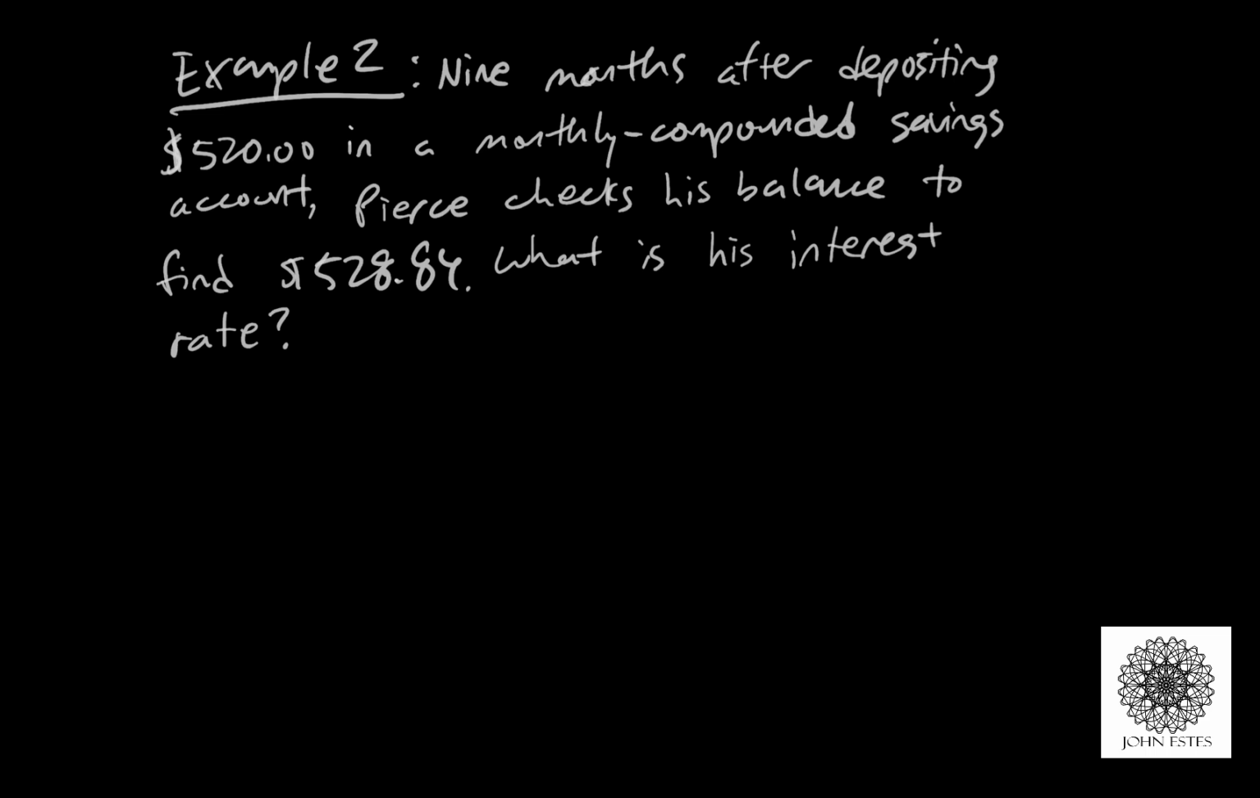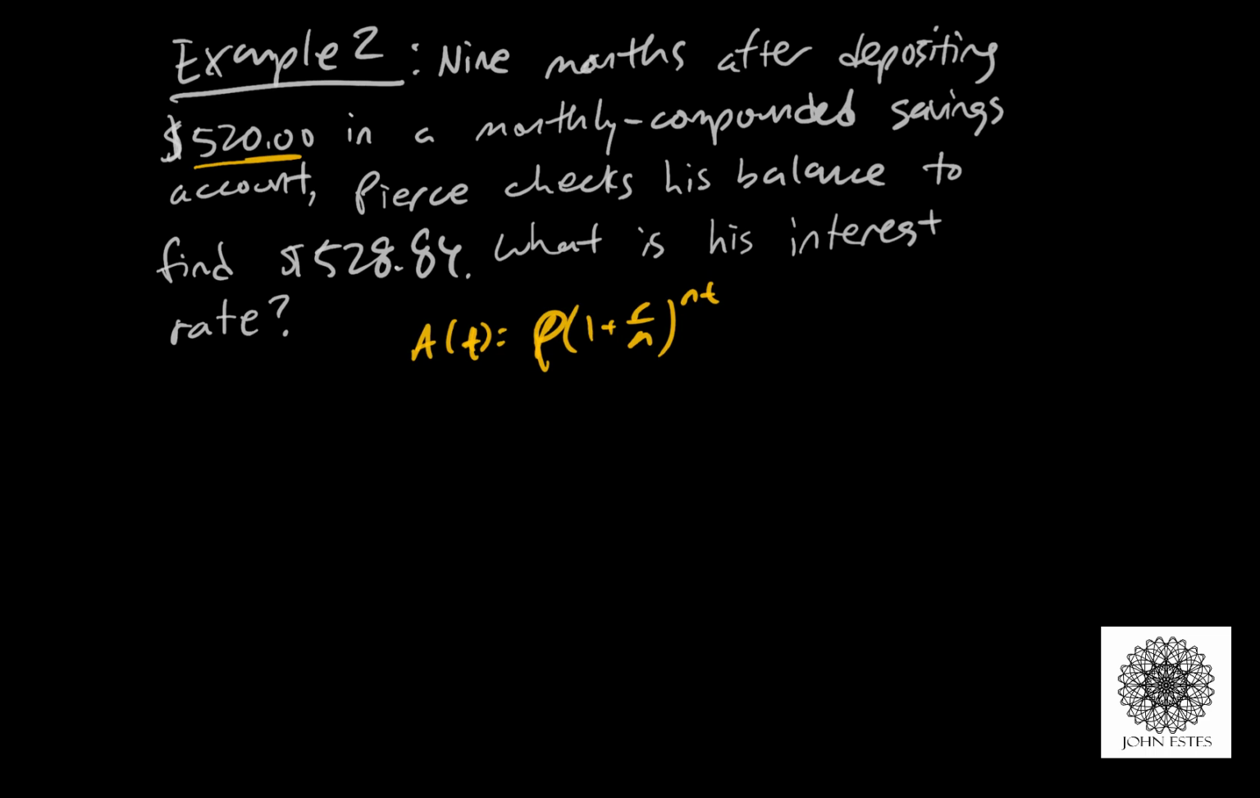Okay, so this time we're still using the same formula, A equals P times 1 plus R over N to the NT power. And here again, I'm using A as a function of time, so T is my variable. And so notice the 520 is what we invested. So P here I know is going to be 520. Okay, what else do we know? We know this $528.84. That's going to be the future balance. So I know that number as well.